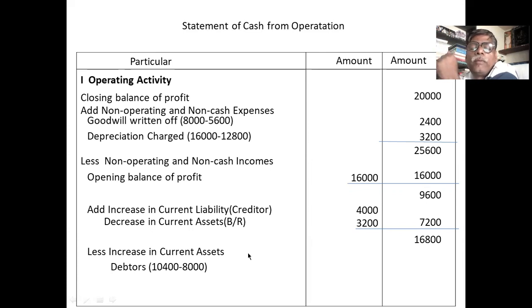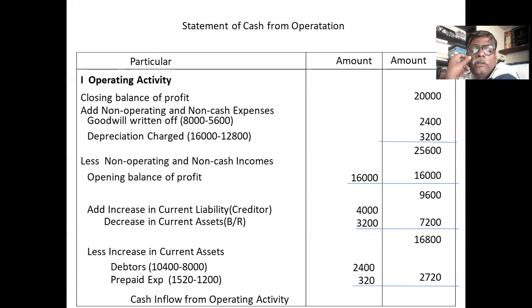So 8,000 is the opening balance, 10,400 is the closing balance. Therefore, increase in debtors is 2,400. And next is prepaid expense. Prepaid expense is also increased 1,200 to 1,520. So there is an increase of 320. 320 is the increase. Okay. So total you take to the outer column, 2,720. You add 2,720, then whatever total comes after deducting 2,720, that is called as cash from operating activity. This is the cash from operating activity.